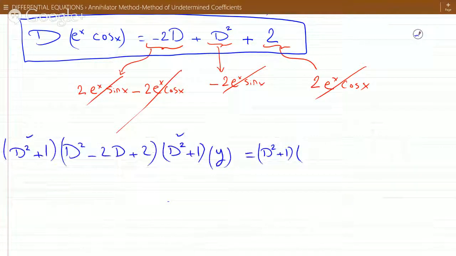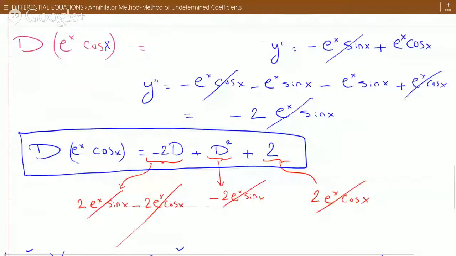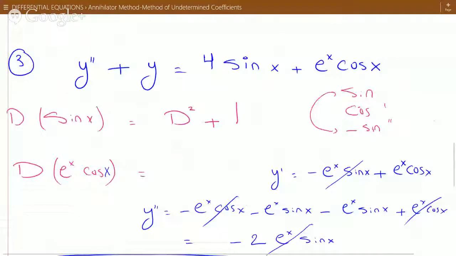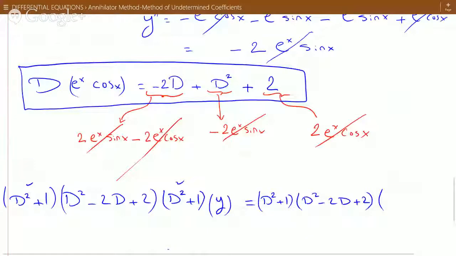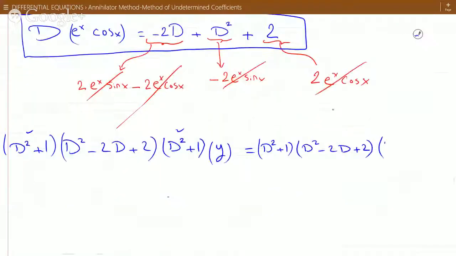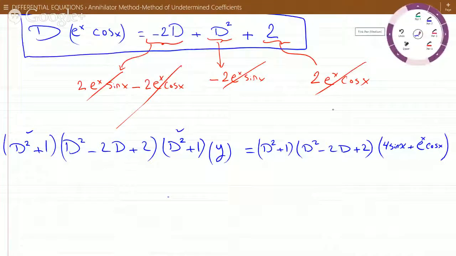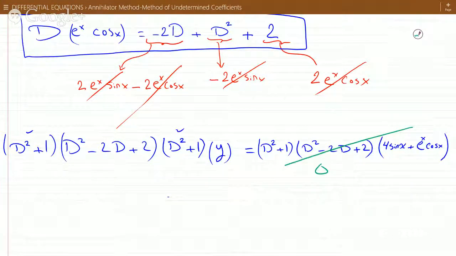Okay, d squared plus 1 times d squared minus 2d plus 2. And we're going to apply this on the right hand side, which is 4 sine x plus e to the x cosine x. And of course, if everything is done correctly, you are guaranteed that this side will be 0 if your annihilator is correct.